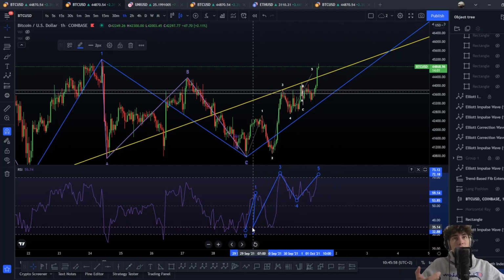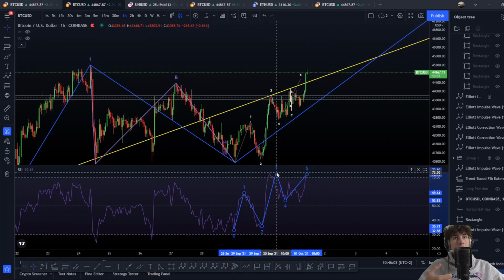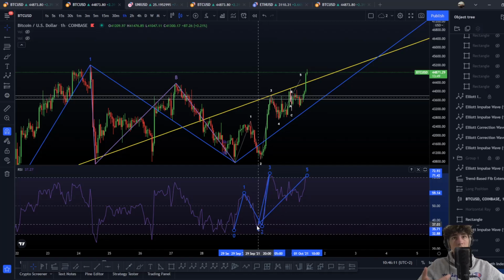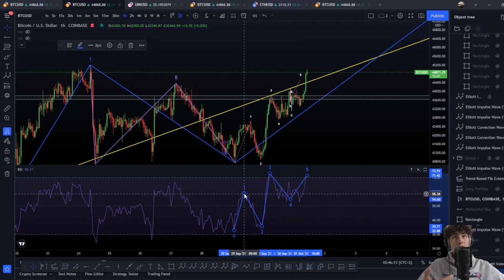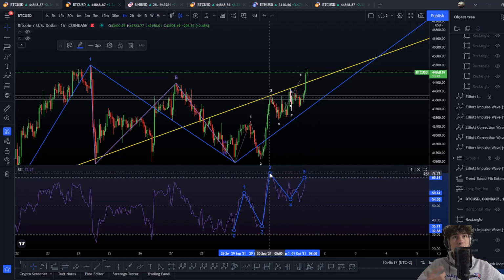Wave 2 doesn't break the wave 1 beginning on the RSI, of course, like on the real chart. The wave 3 is always the highest one on the RSI, okay, the highest reached on the RSI. The wave 4 cannot break the wave 2 on the RSI. It can go between the wave 1 and the wave 2, and then the wave 5 is always lower than the wave 3 top on the RSI. Okay, that's really important, I think.